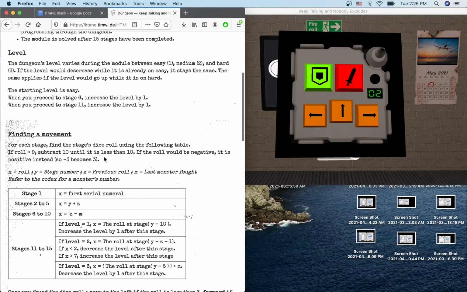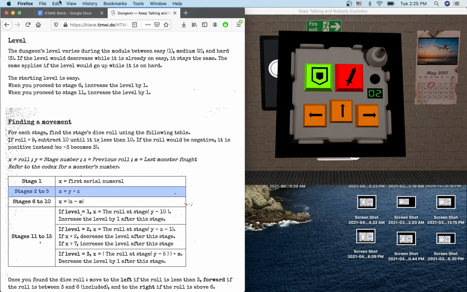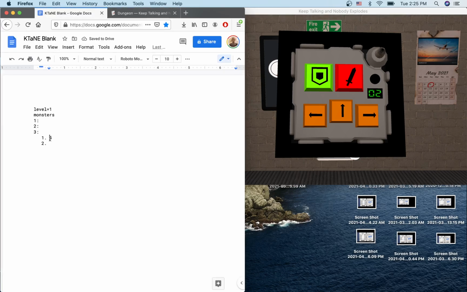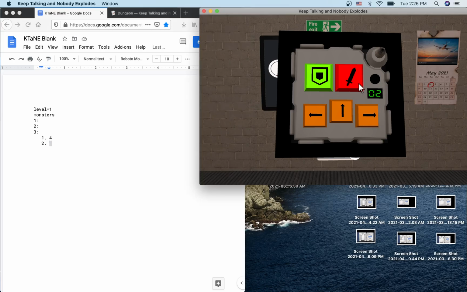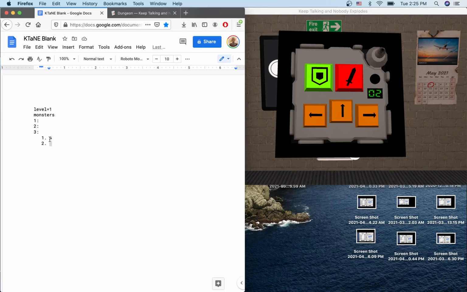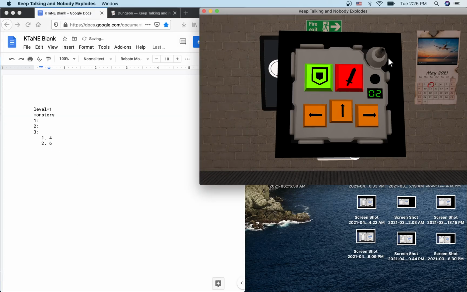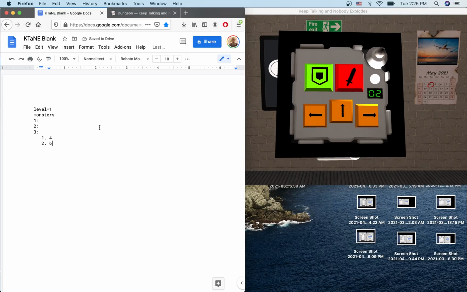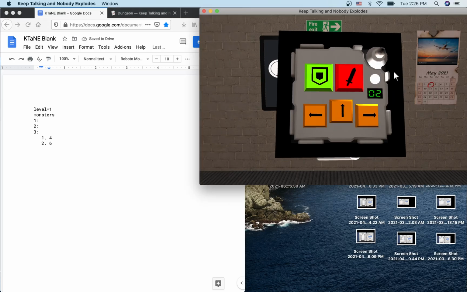For stages 2 through 5, our dice roll is going to be the previous roll we had, so in this case that was 4, plus the stage we're on. So you see the stage counter is right here. So 4 plus 2, that's just going to be 6. Apologies, my computer appears to be lagging a little bit. 6. So 6 is once again going to be forward. Now you see there that the light turned on. That represents that instead of making another movement and calculating another dice roll, we're fighting a monster.